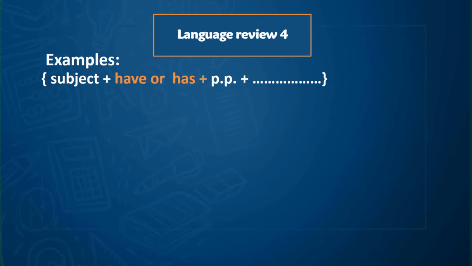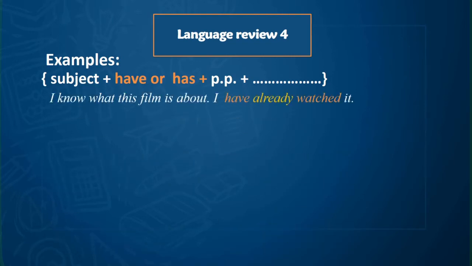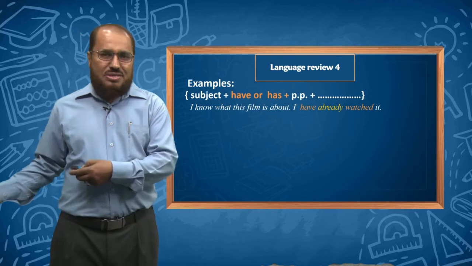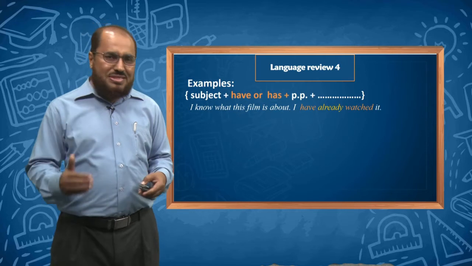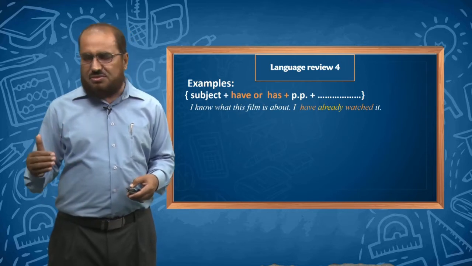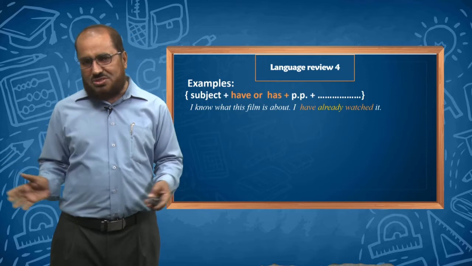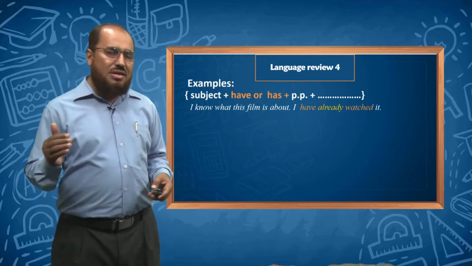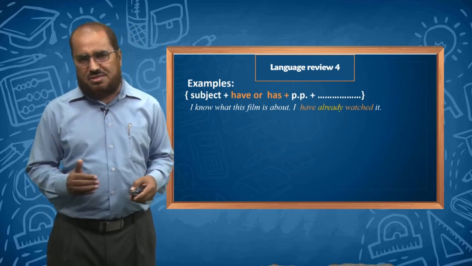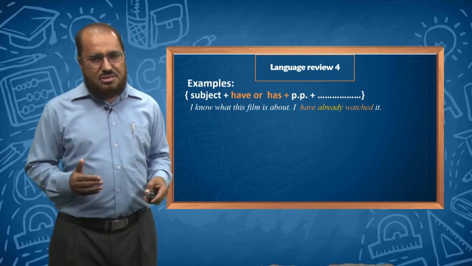Don't forget the structure: subject, have or has, then the past participle plus the complement of the sentence. I know what this film is about. I have already watched it. So I have already, that means some time before now I watched this film. It's the present perfect tense here. It is perfect because I completely watched the film, but it's recent, a present situation. So it's expressed by the present perfect tense. I have already watched it.